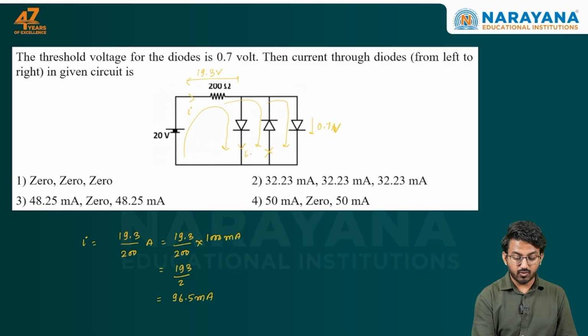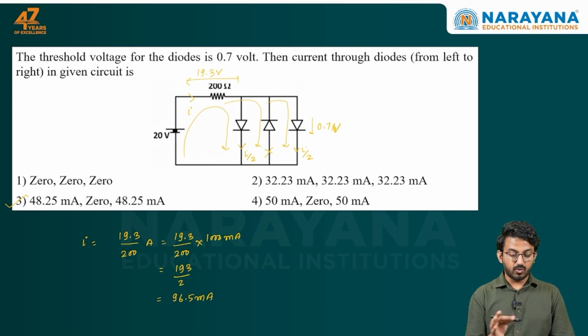So some current is going to be I by 2 coming here and I by 2 coming here. So current in each branch is going to be half of this, which is going to be the third option here. Left to right, 48.25, 0, and again 48.25. I think that's an easy question.